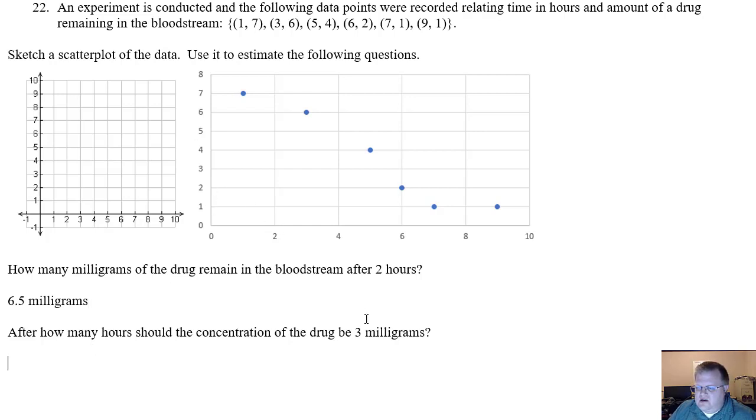And then how many hours for 3 milligrams? So if I go from the 3 over, it looks like it's not 5, but between 5 and 6, so maybe 5.5 would be a good estimate. And similarly, if I come up here, this time I'm looking for the second half of the ordered pair, and it looks like 3 hits between the 5 and the 6, so split the difference, 5.5 hours.